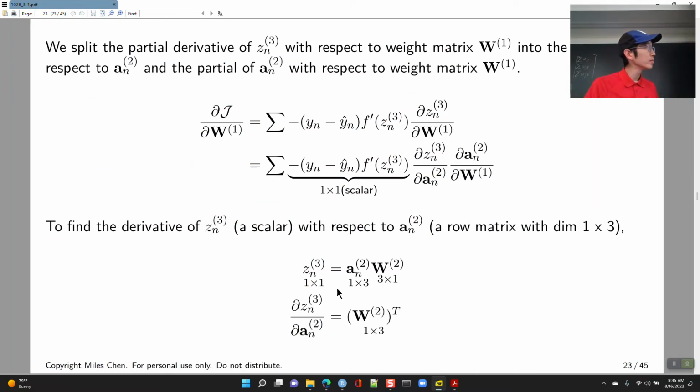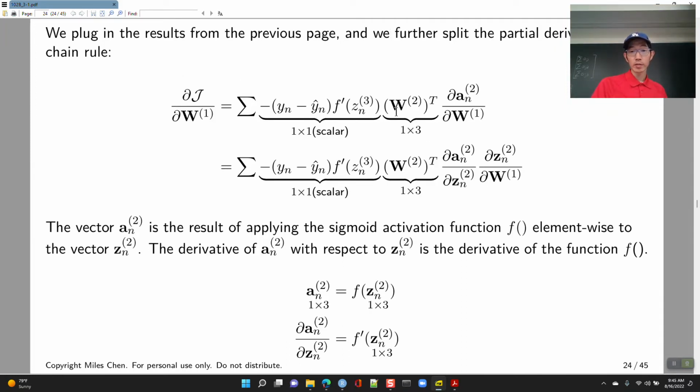So how does this change with respect to A sub n? This is a 1 by 3, so the result of this is going to be W2 transpose of 1 by 3. So I'm going to plug that in for this spot. Okay, so the way Zn3 changes with respect to changes in An is going to be W2 transpose, so I'm going to plug that in right here. So we plug that in, and we have this.